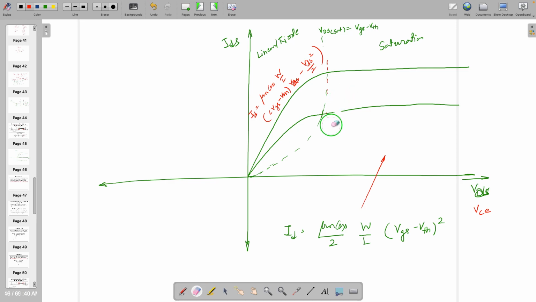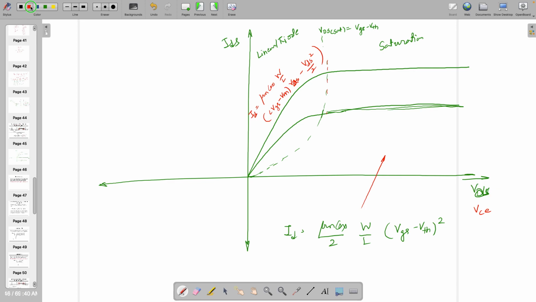No need to remember it. But you are going to have this kind of characteristic. So this is flat. The slope of this line is 0 right now because there is no relation between IDS and VDS at all. So it has to be 0. Del ID by del VDS is 0. That's how this is flat.